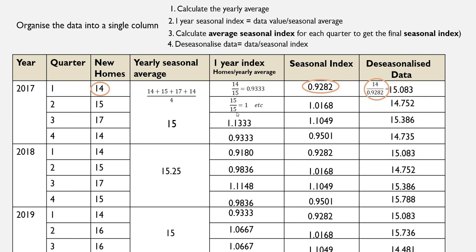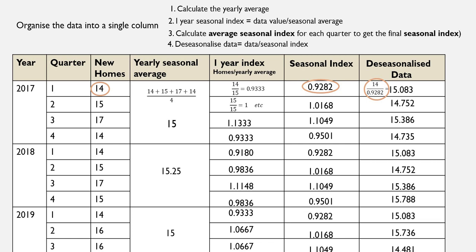And we're going to do that for each one of those values. So for quarter 2 of 2017, it's going to be 15 divided by our seasonal index to give us 14.752. So now we have deseasonalised all our data.